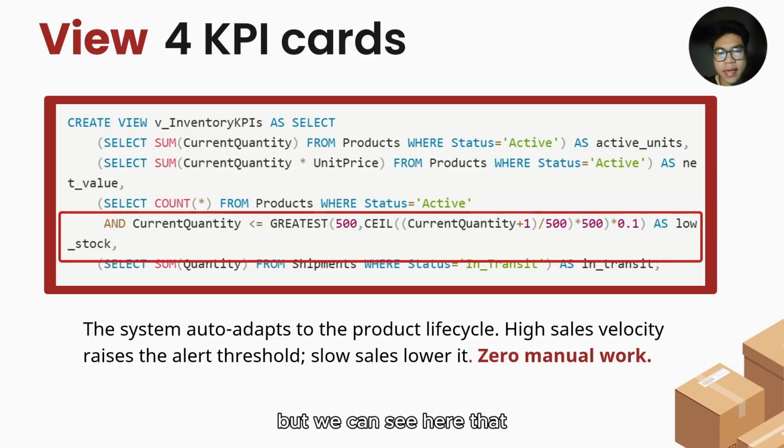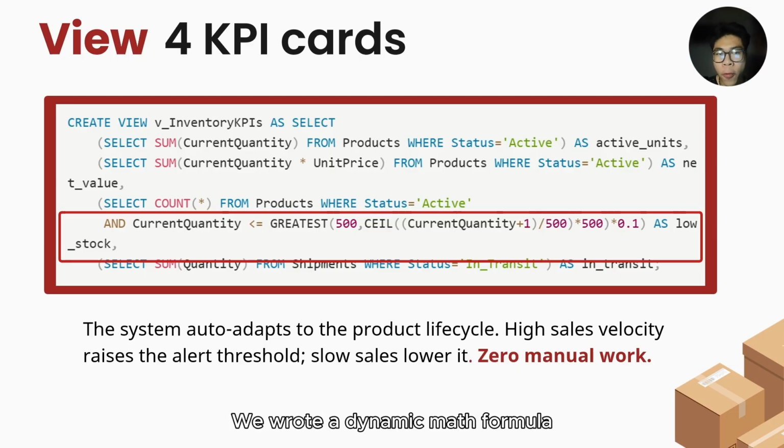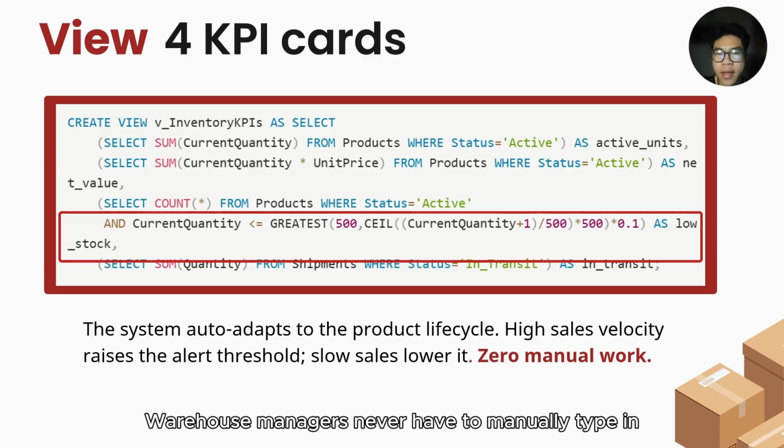But we can see here that the most highlighted part of this code is in the low stock. We wrote a dynamic formula using the C function. Instead of typing numbers by hand, the database automatically looks at the scale of each product. We never have to manually type in set limits for thousands of products ever again. It is 100% automatic, with zero manual errors.